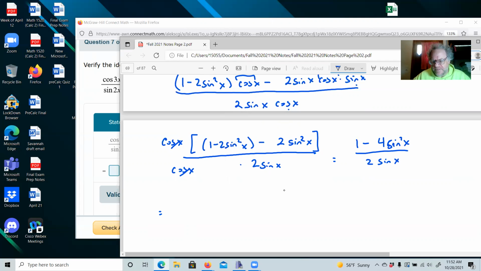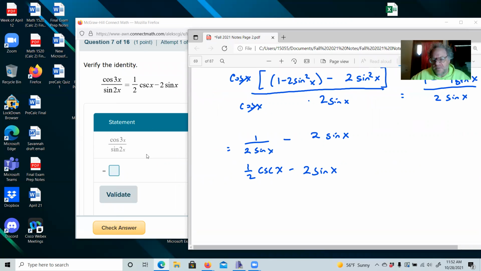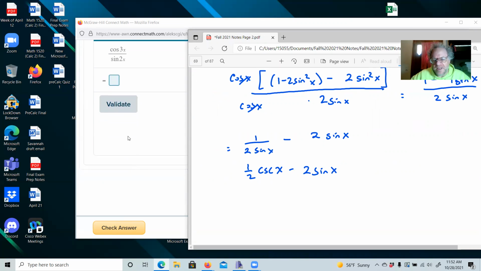So now we're going to go ahead and say this is 1 over 2 sine x minus 4 over 2 is 2. Sine squared over sine is sine x. 1 over sine x, that is the cosecant. So this is 1/2 cosecant x minus 2 sine x. Is that what they wanted us to prove? It is what they wanted us to prove. So that's how we're going to go ahead and justify this.